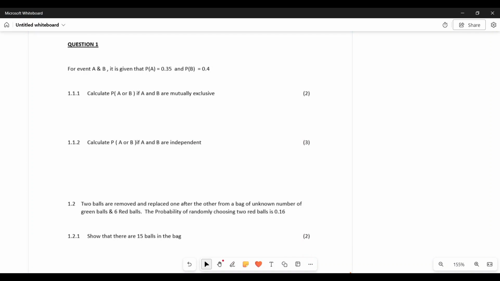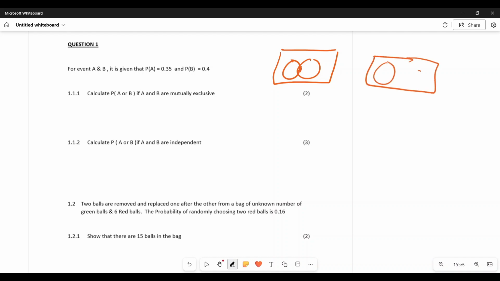In this video, we're going to be looking at the probability exam question. As for the first question, we're given two events, event A and event B, and we're given their respective probabilities. The first thing we need to calculate is the probability of A or B if event A and B are mutually exclusive. So this is for mutually exclusive events because they have nothing in common, and these two events are mutually exclusive.